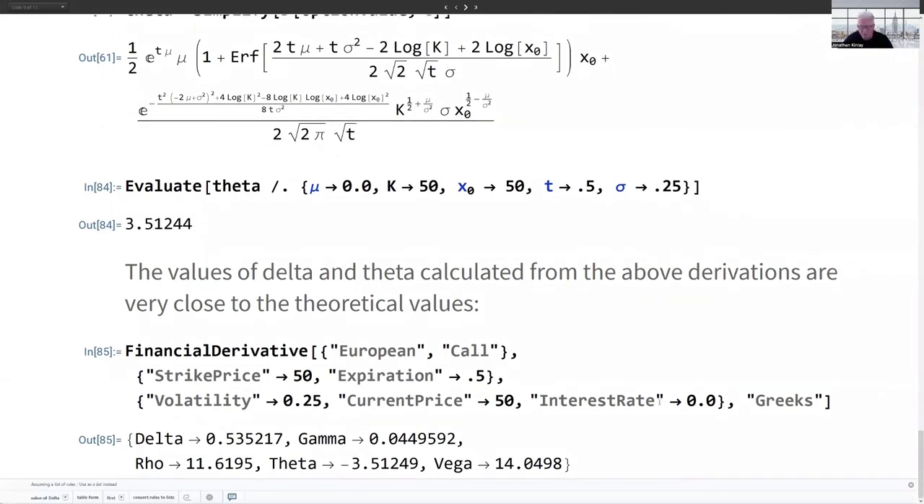And we could go on to compute the other option sensitivities, such as the vega, which is the derivative of the option value with respect to sigma, the volatility, or the gamma, which is the derivative of the delta with respect to the underlying, the rate of change in delta with the stock price.